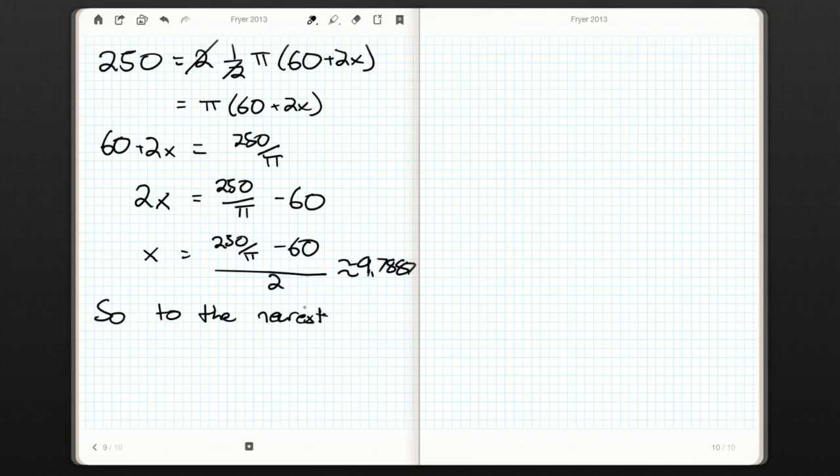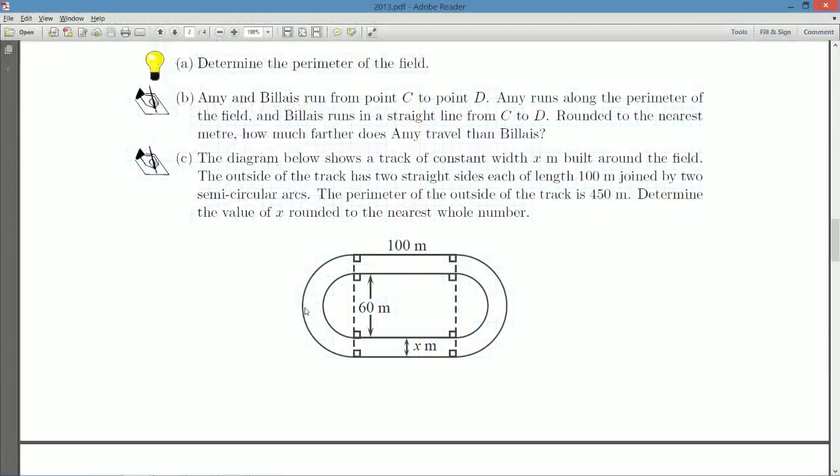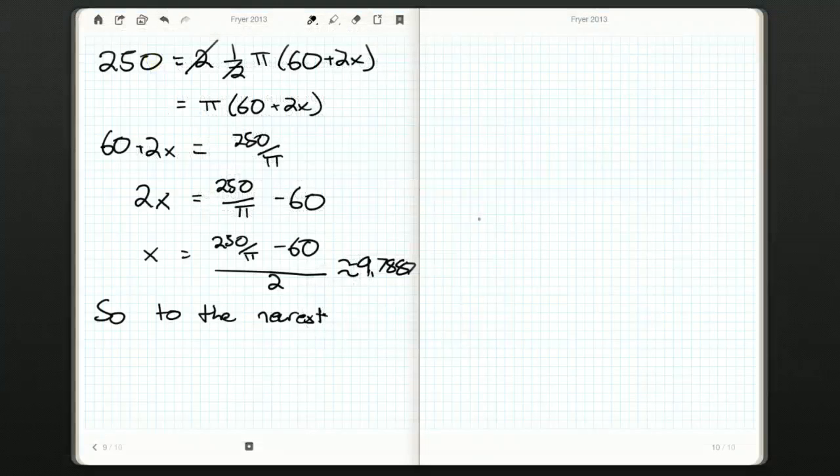Now we did want nearest meter, right? Let's just double check. Sometimes they want nearest tenth of a meter. No, x rounded to the nearest whole number. Okay. So 9.7, we round that up to 10. And that gives us our final answer.